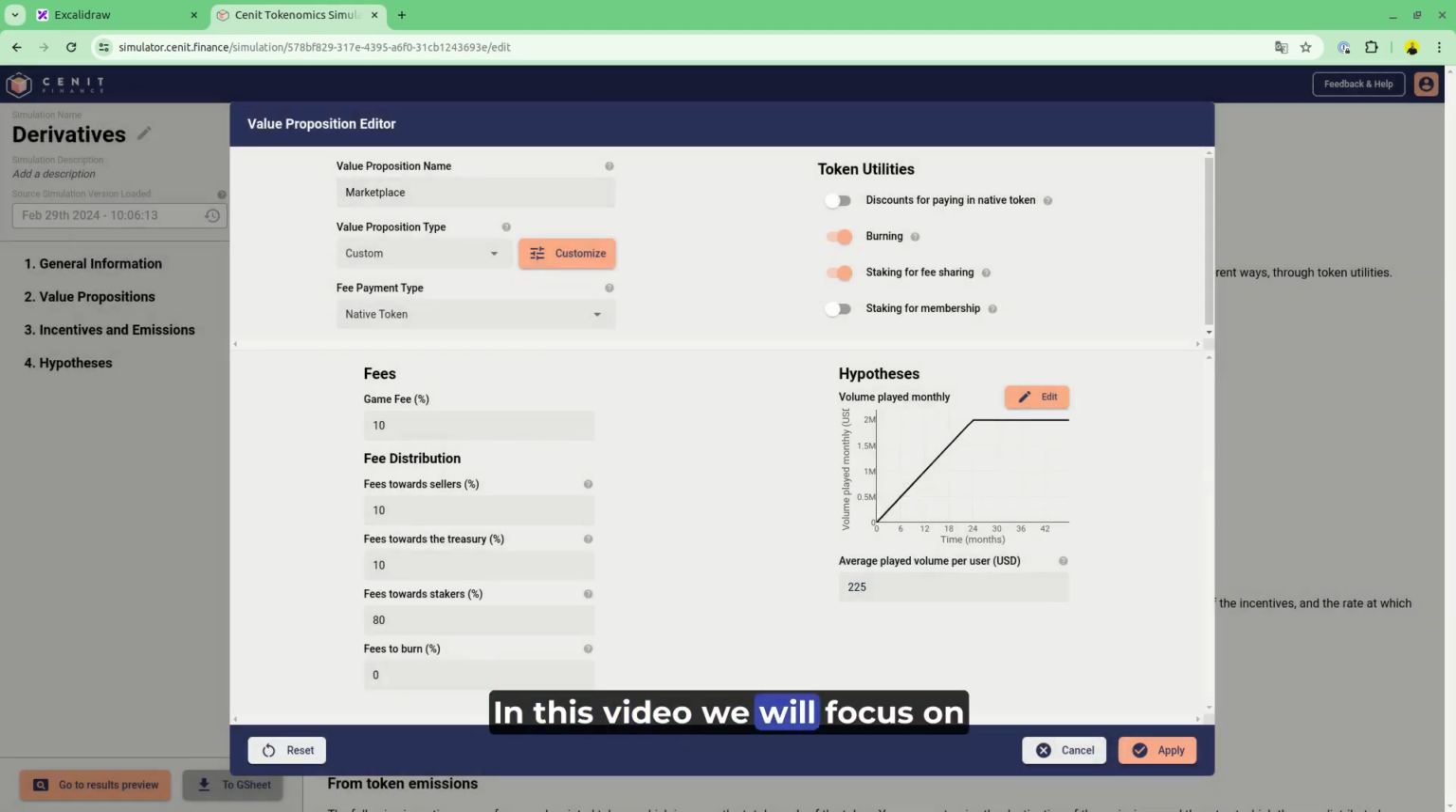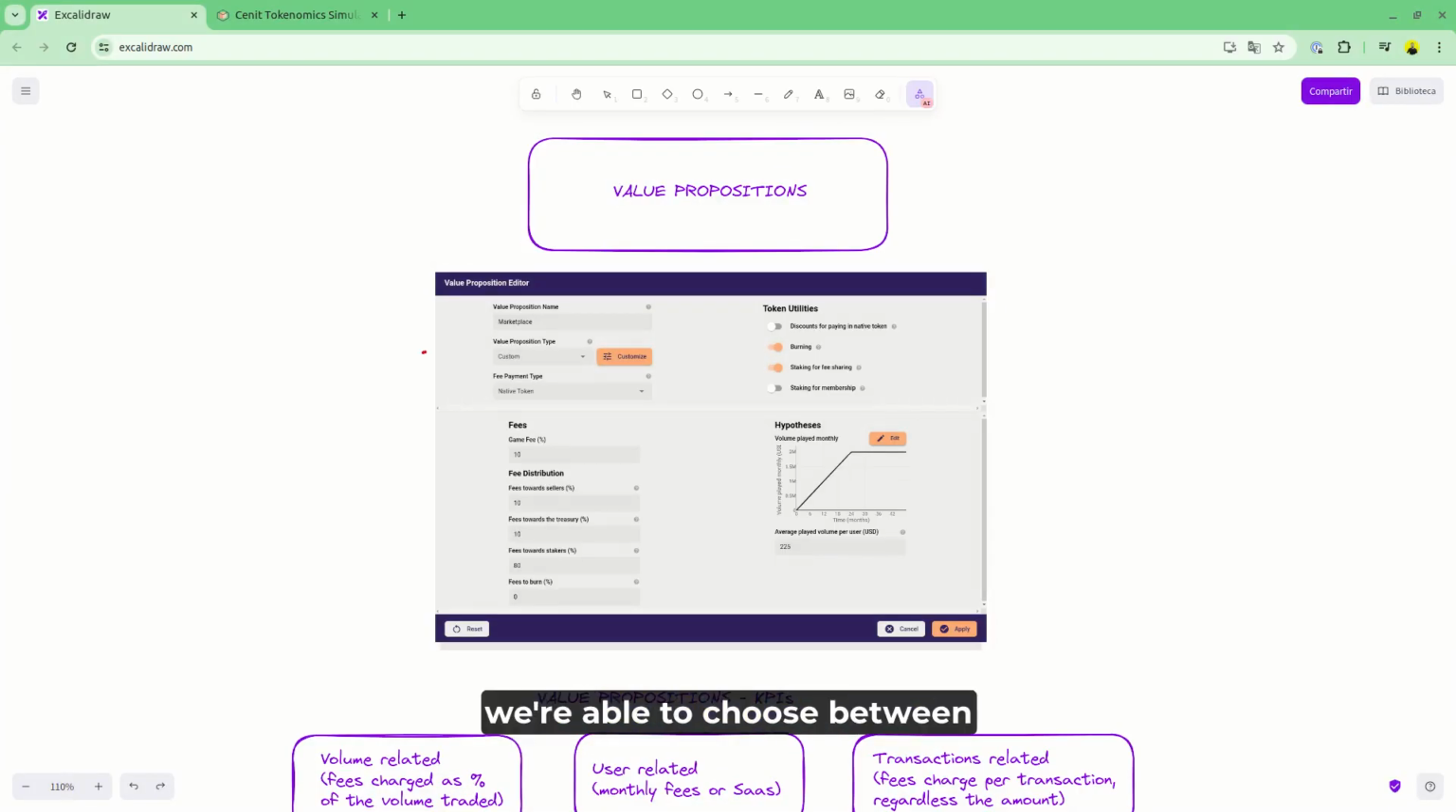In this video, we will focus on the value proposition and hypothesis of growth, and we will leave the token utilities for later. In our platform, we're able to choose between different value propositions in the value proposition type. To determine the expected volume of that value proposition, we use the growth KPIs.